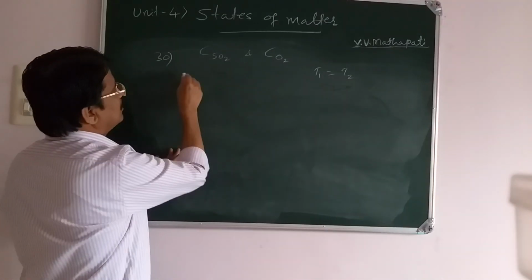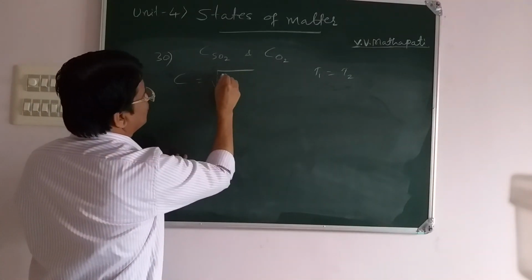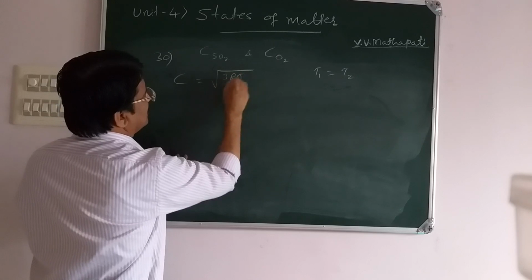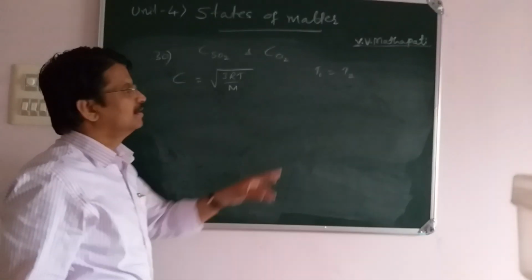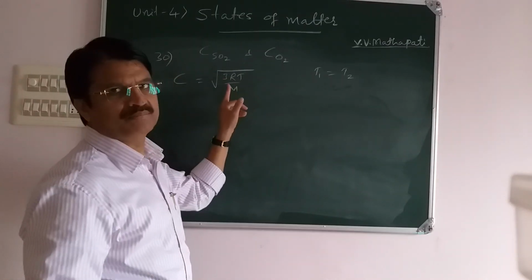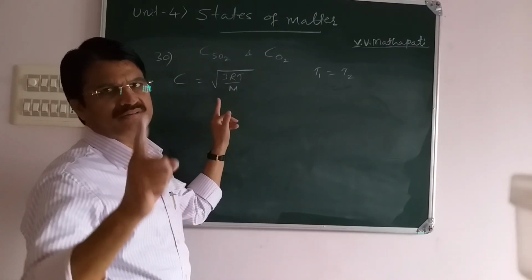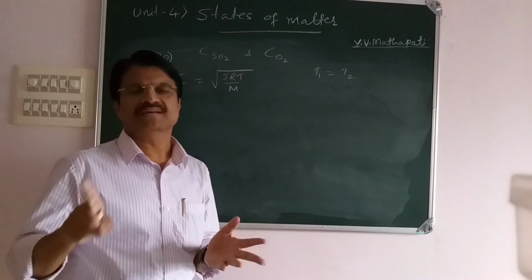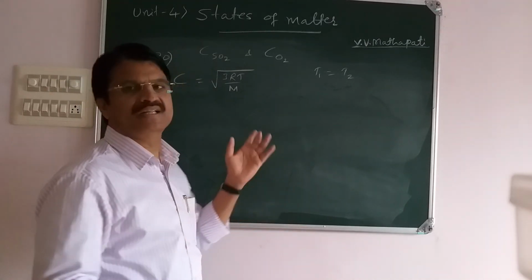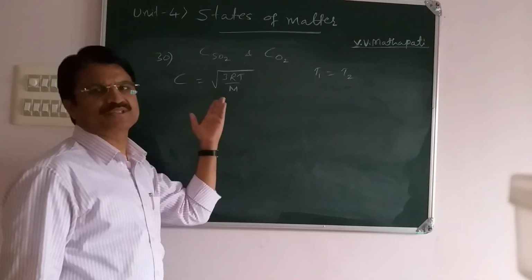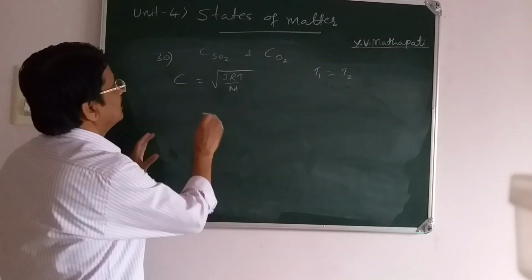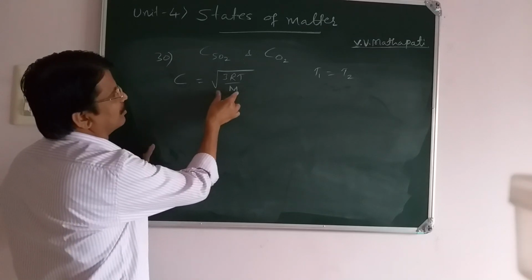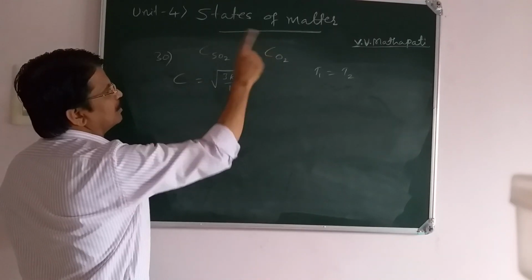But first, the formula for C: square root of 3RT by M. If temperature is given, 3RT by M. If pressure is given, 3P by D or 3PV by M. 3P by D, 3PV by M, 3RT by M. These are the formulas for RMSV. Now rearrange this formula for SO2 and O2.